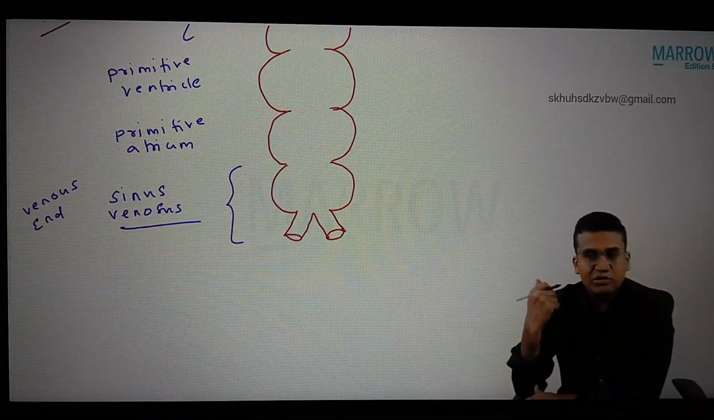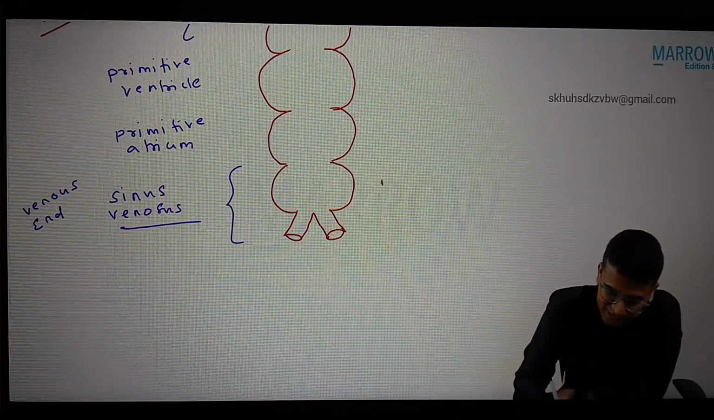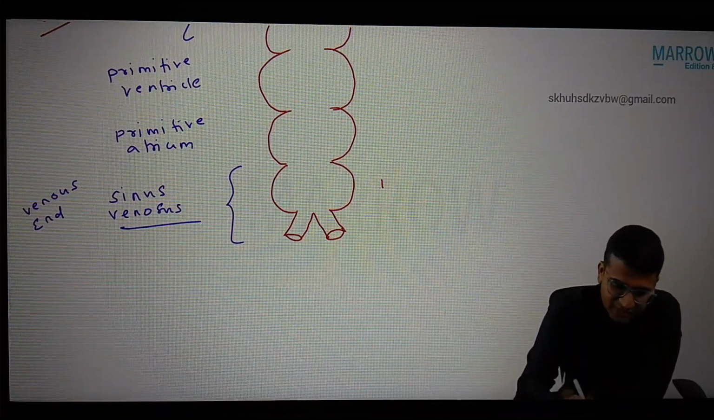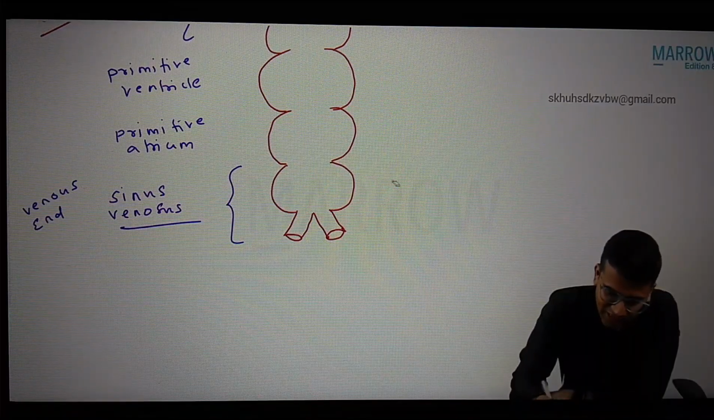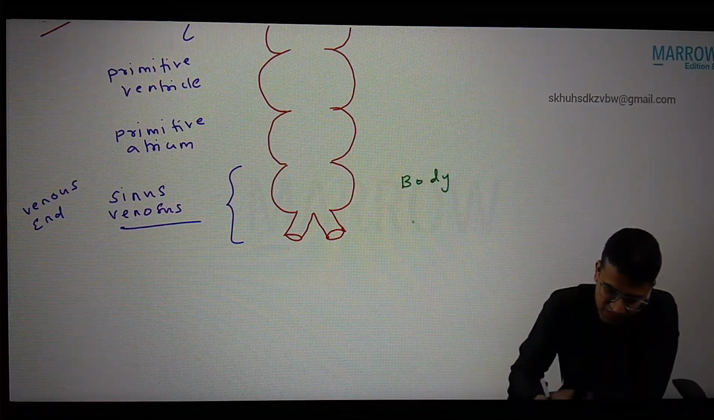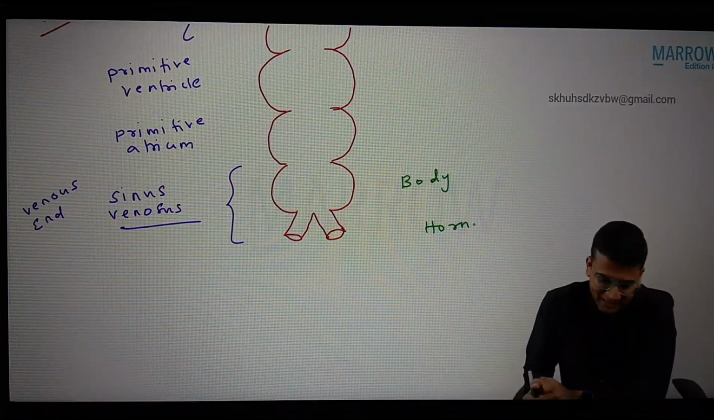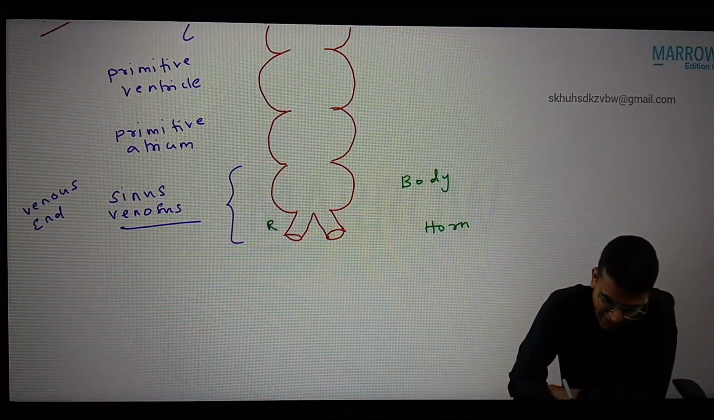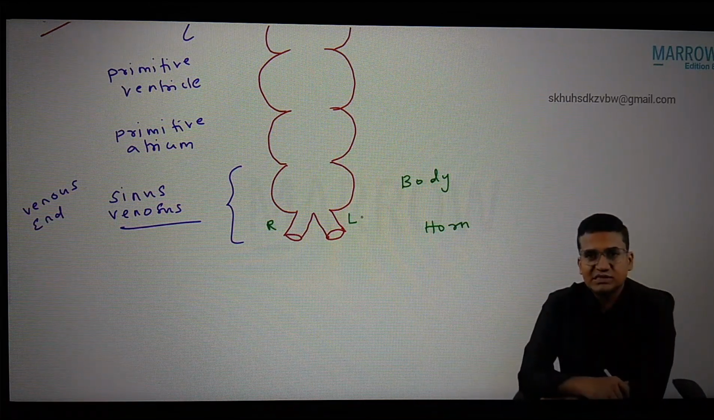Okay, the venous end, I told you, it is called sinus venosus. Now, the sinus venosus has parts. Two parts we have. This is the body of the sinus venosus. And this is the horn of the sinus venosus. Okay. Now, we have two horns. This is the right horn of sinus venosus and this is the left horn of the sinus venosus.